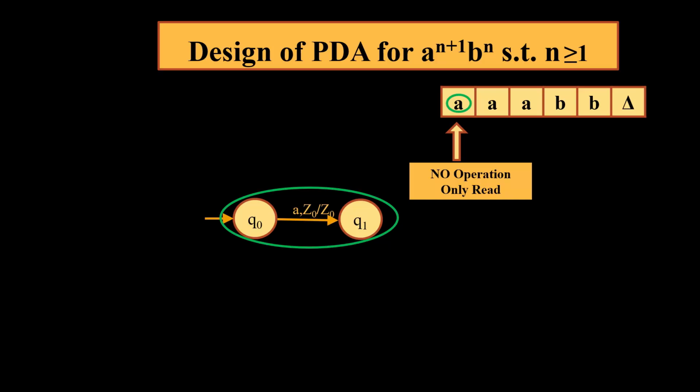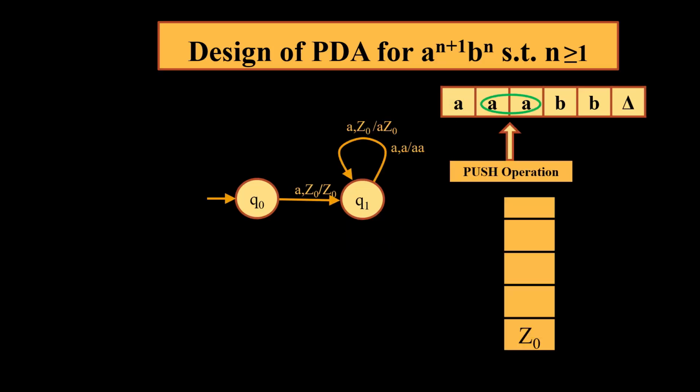The steps for designing this machine are that corresponding to the first a which is read, no push, no pop, only a read operation. That means the tape head should move from the first a to the next a, cell number 1 to cell number 2. After that, n number of a we have, we will push each and every a on the stack. If it was the first a, then the operation will be a z0. If it was the second a or so on, it will be aa.